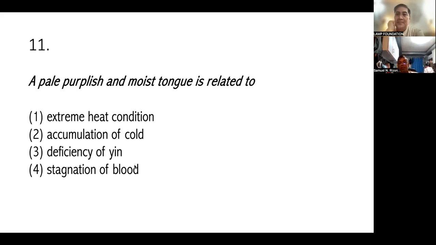Ang ano po, parang choppy po siya. Okay, don't be choppy. You have to be definite with your answer. Bali, yun nga po, hindi siya dire-diretso. Okay. Anong itsura ng tongue pag extreme heat?